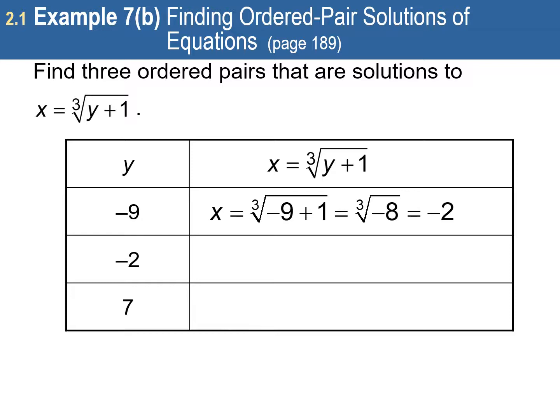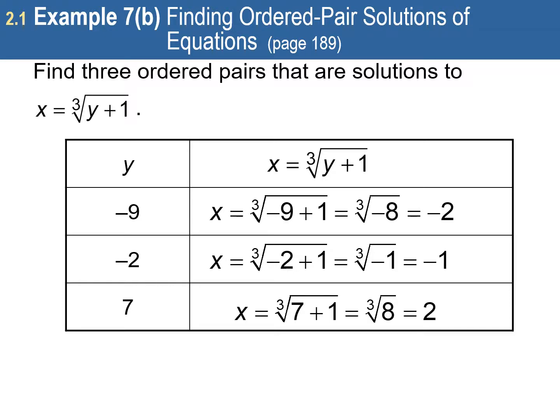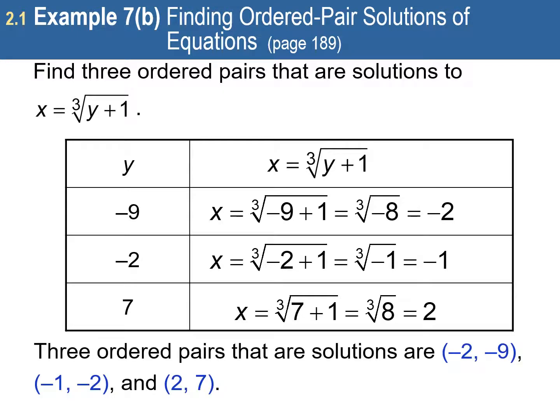When y is -2, I get that x is equal to -1. And when y is 7, I get that x is equal to 2. So my ordered pairs are always (x, y), no matter how I gave you the equation. So my ordered pairs are (-2, -9), (-1, -2), and (2, 7).